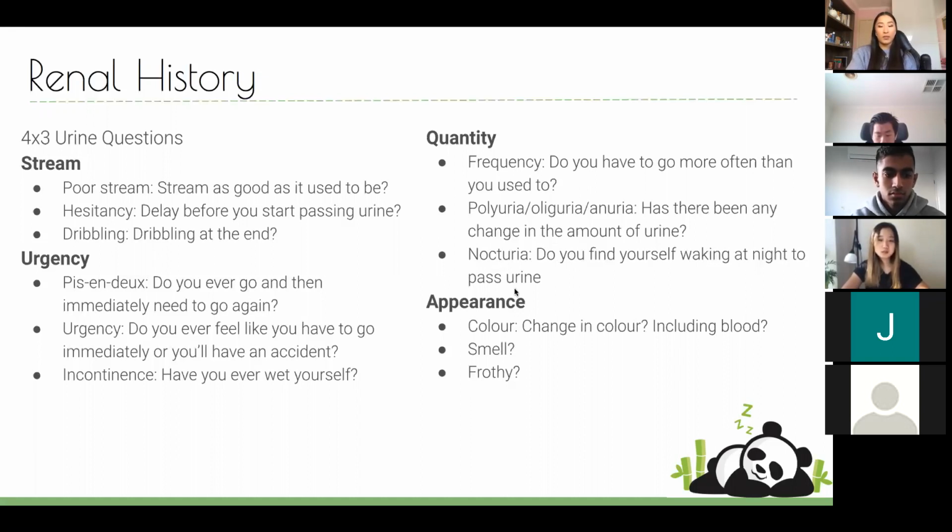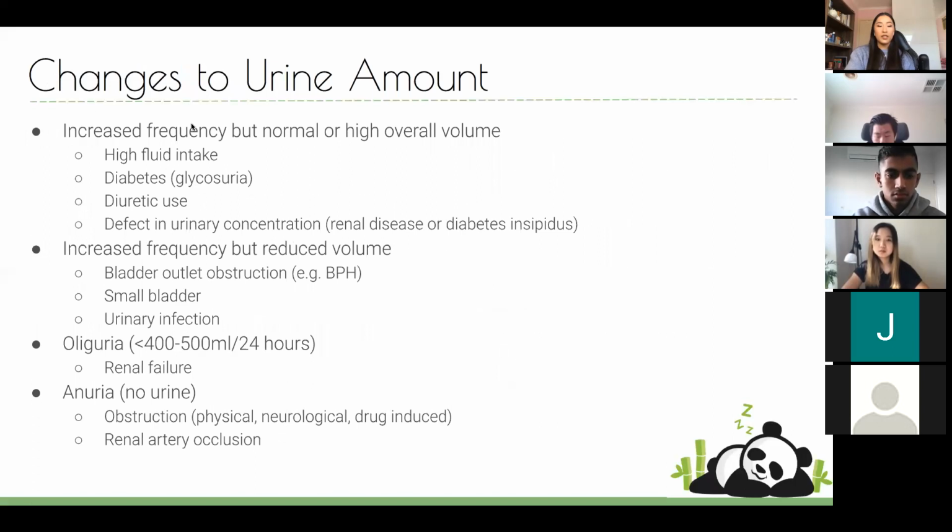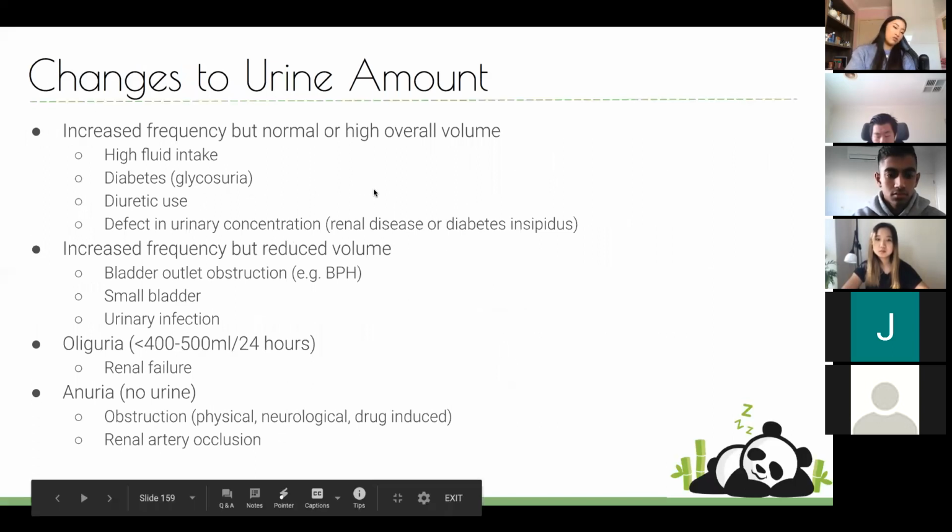And you would also ask about the appearance. That's pretty important. So if there's been a color change, darkening might be jaundice. Blood could indicate PCKD or even a UTI. Smell, if it's gone sort of foul smelling, that's a sign of UTI. And if it's frothy, that indicates protein. So it could be proteinuria. These are sort of the causes of each of those sort of changes.